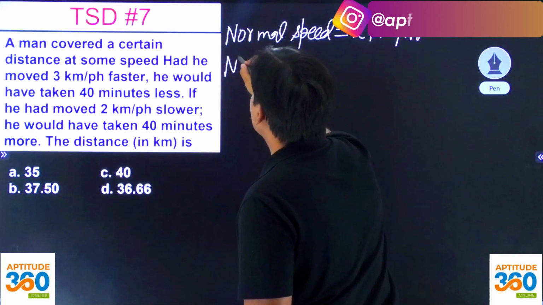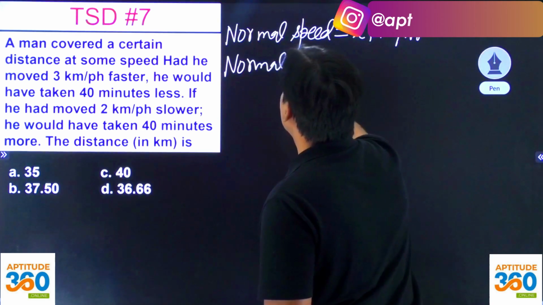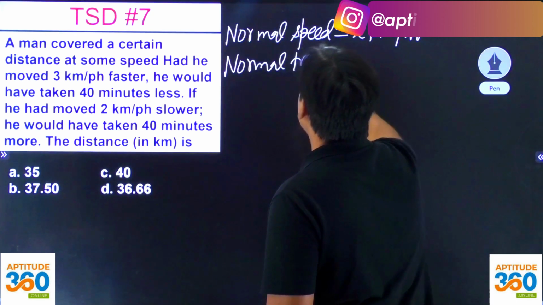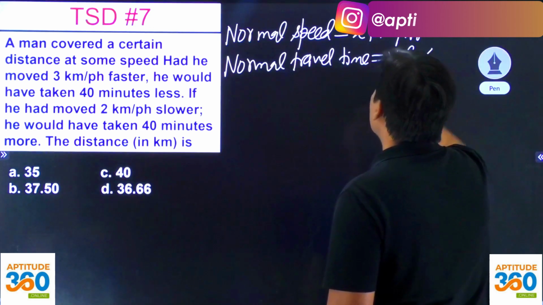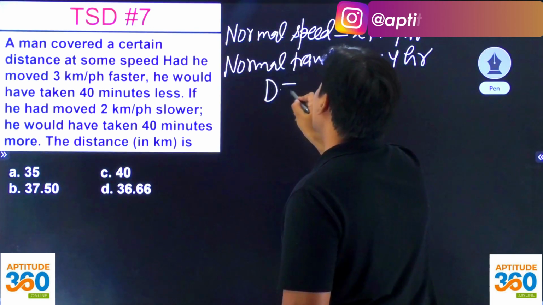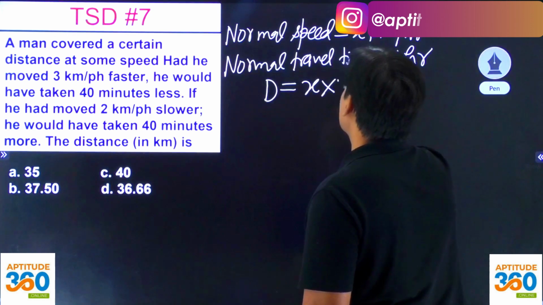And you say that the normal travel time is y hours. So what is going to be the distance? Distance is going to be x into y. That's your equation number 1.